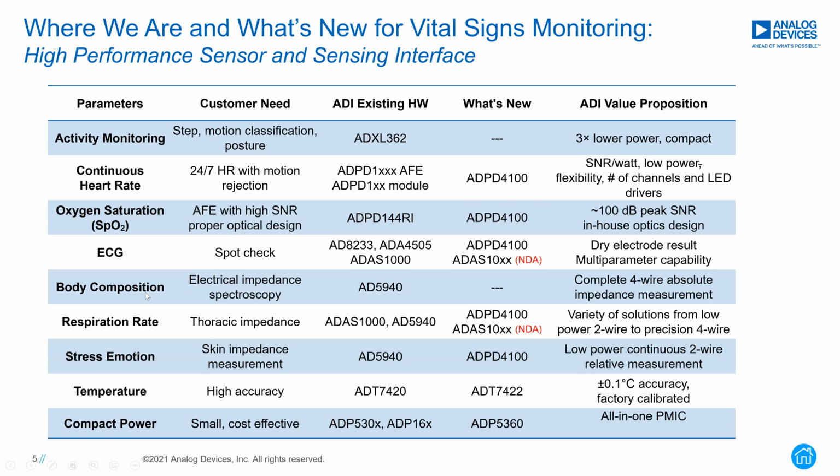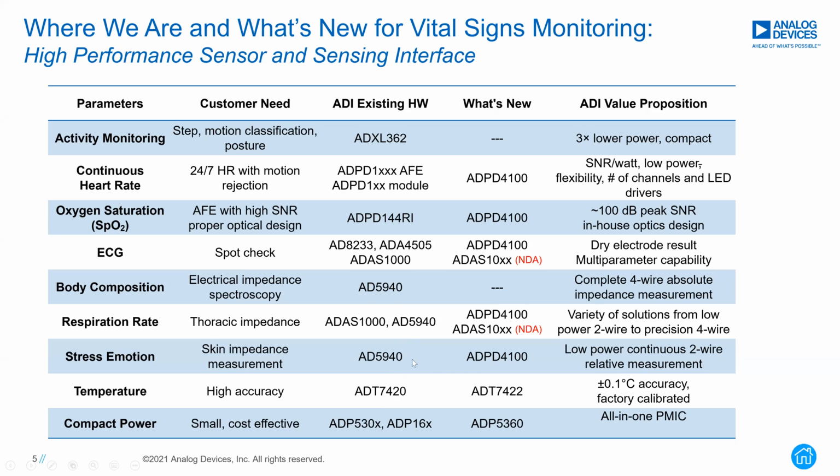Similarly, for body composition, the impedance front end, we have parts like AD5940, and if you need an MCU along with the 5940, we have a part like ADuCM355, which does impedance along with many other electrochemical measurements as well. So that's a Cortex M3 along with impedance sensors. We have that option as well.